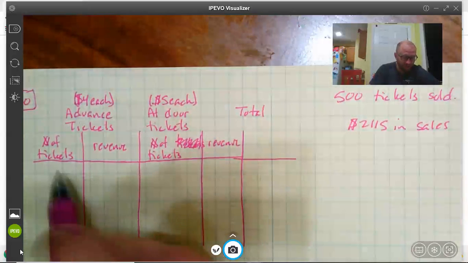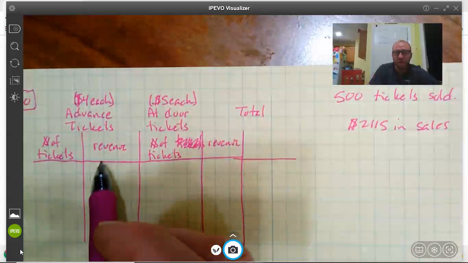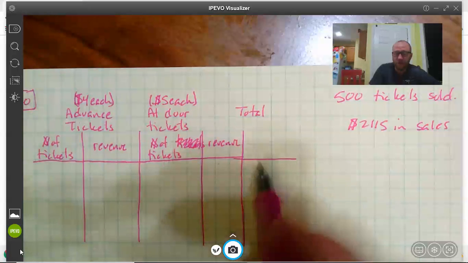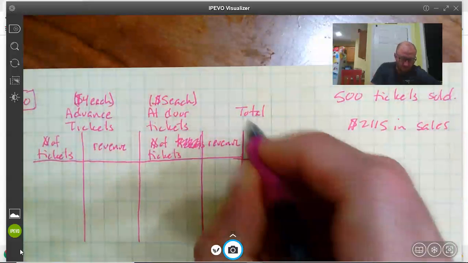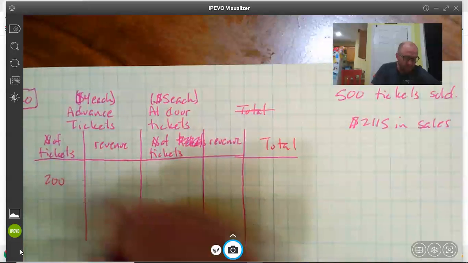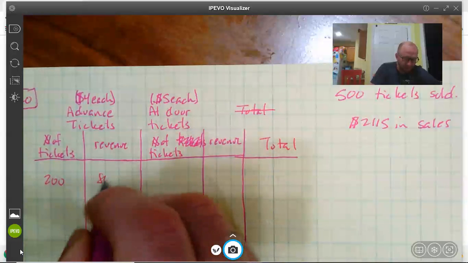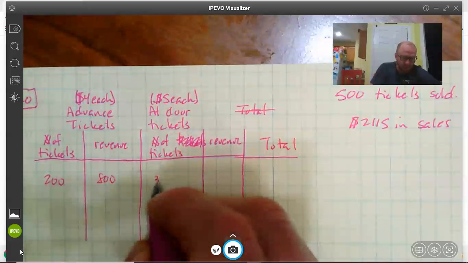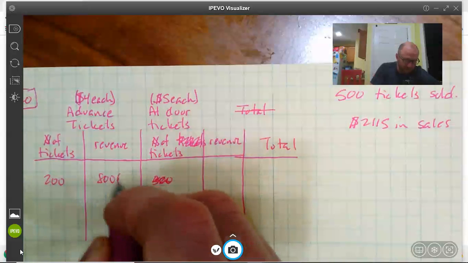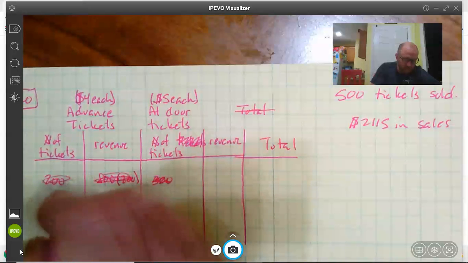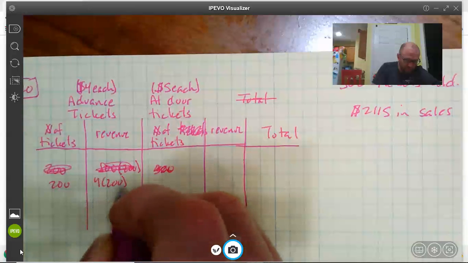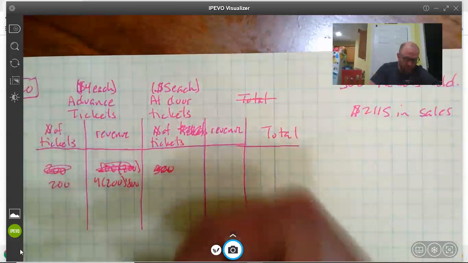And let's just guess. I've got number of tickets sold in advance, the revenue brought in by those tickets, the number of tickets sold at the door, the revenue brought in by those tickets, and then total revenue over here. So let's just pick a number like, I don't know, 200. 200 tickets in advance. 200 times 4 is $800. If it's 200, then it would be 4 times 200, which equals 800.